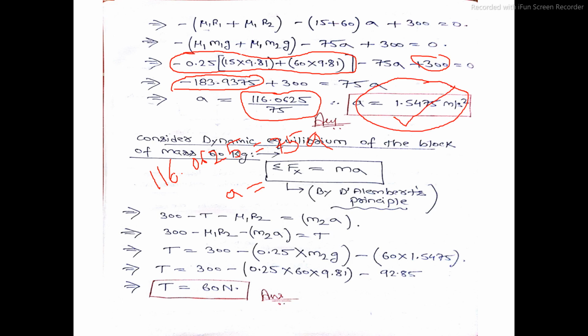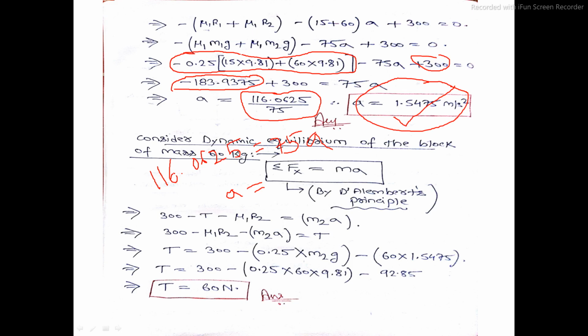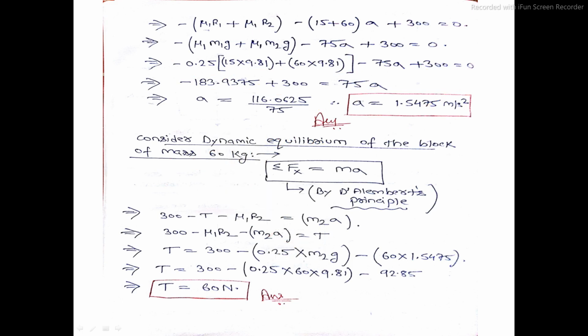This is the first part of the problem. In the problem, it has been asked you to find out the acceleration with which the entire system is moving by the application of this 300 Newton force. So the common acceleration with which the entire system is moving is how much? It is 1.5475 meter per second square.